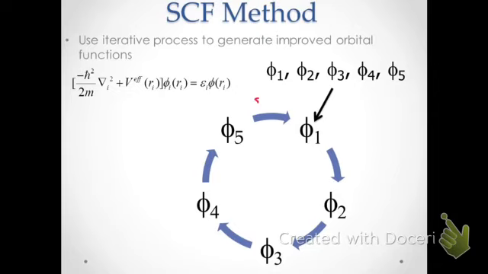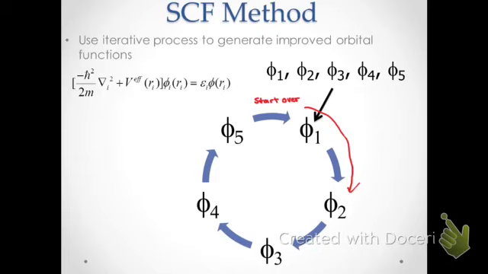So now we have 5 improved versions for our orbitals. We have new versions of orbital 1, 2, 3, 4, and 5, which are better than what we started out with. So now we're going to go back and use those improved versions to calculate a better version of orbital 1, which we'll then use to calculate a better version of orbital 2, which we'll then use to calculate a better version of orbital 3, orbital 4, orbital 5, etc.